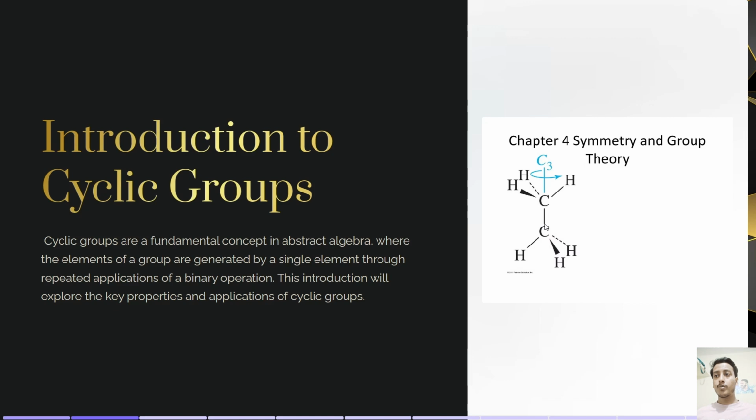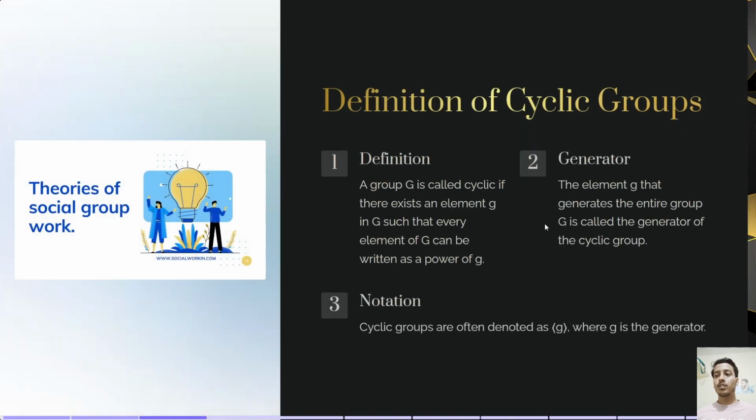Definition of a cyclic group. Definition: a group G is called cyclic if there exists an element g in G such that every element of G can be written as a power of g. Second one is generator. The element g that generates the entire group G is called the generator of the cyclic group. Third one is notation. Cyclic groups are often denoted as ⟨g⟩ where g is a generator.